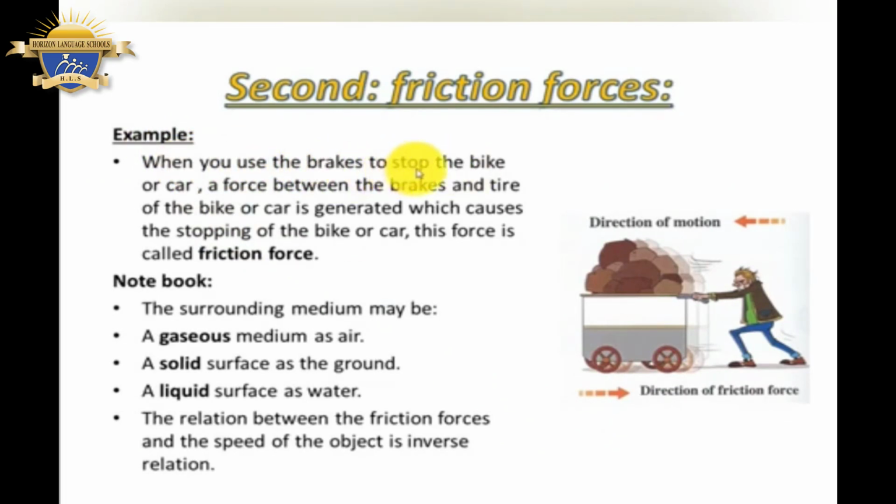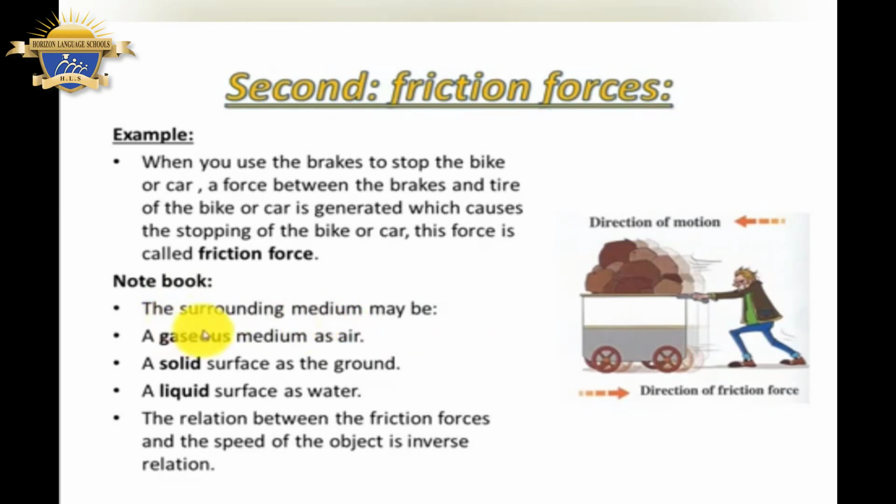Example: when you use the brakes to stop the bike or the car, a force is generated between the brakes and the tire of the bike or car. There is a force which causes the stopping of the bike or the car. Why does the car stop when we use the brakes? Because there is a force between the brakes and the tire of the bike or car. This force is called friction force.